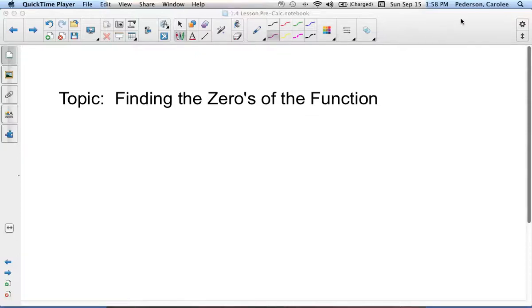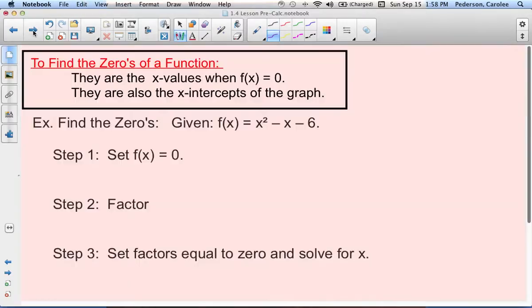This next video focuses on 3 examples where we want to find the zeros of the function. Those zeros of the function, if you graph them out, are going to be the x-intercepts on the graph. So this first example, we want to find out what are the zeros of the function x squared minus x minus 6. And again, in this box is what I just said, that the x values are when the function equals 0. Those are also the x-intercepts of the graph.